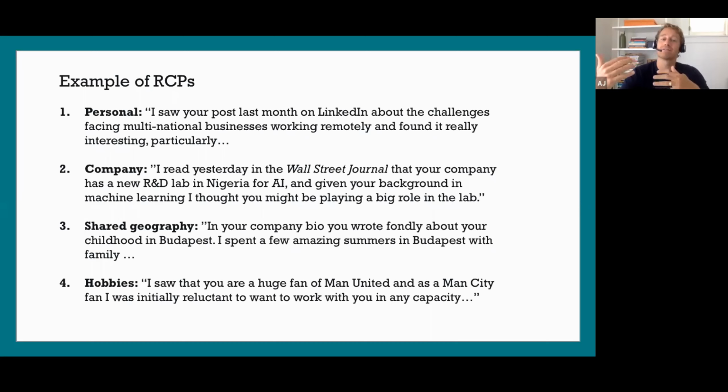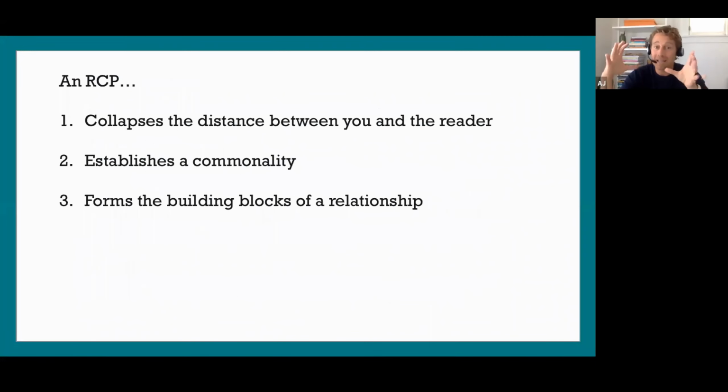I was initially reluctant to want to work with you in any capacity, right? And now this is how soccer fans or football fans joke with each other. And now what you've done is what I call collapsing the distance between you and this person, you and the reader. This is the challenge. You don't know this person. So how can you quickly collapse that difference between you and them? And you've established a commonality where there prior did not exist. And I'd argue this is how you form the building blocks of a relationship, not with a neutral cold email, but with a warm, personalized email.